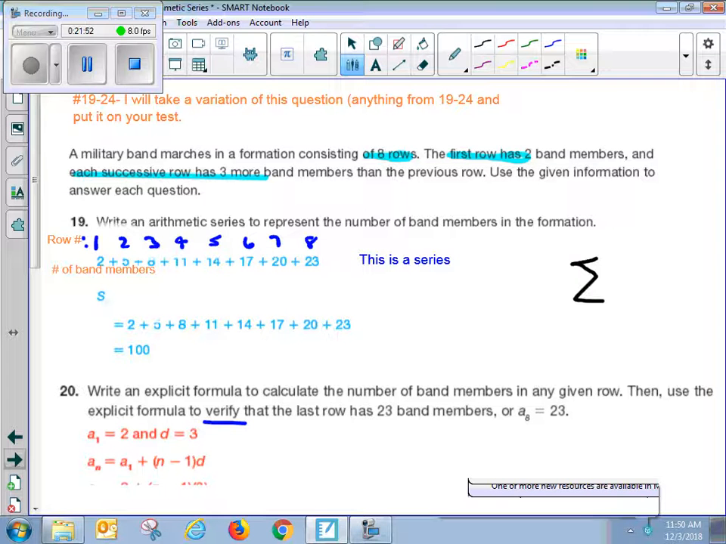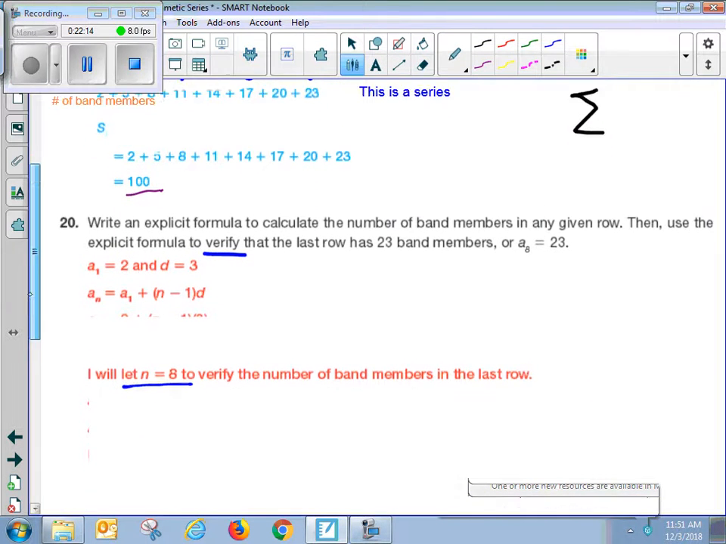But this says we want to write out the series that's representing it, not just find the sum or find the series. If you do add those all up, you're going to get 100. I'm going to prove that to you later by working it through algebraically. Okay? After we do number 20, I'm going to show you how to set up the sigma notation, the summation notation.